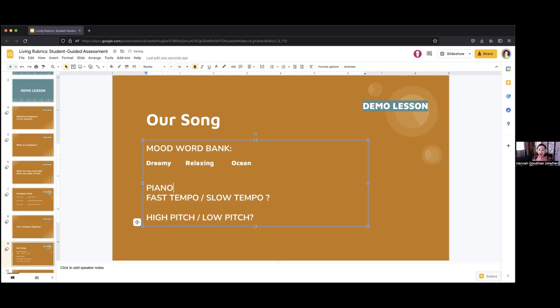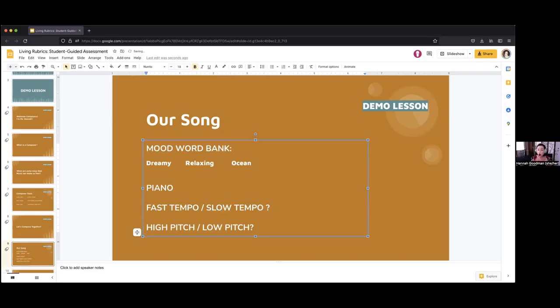How about fast tempo or slow tempo? I'm seeing a lot of slow tempo. I'm going to go with that as well. Thank you for using both the chat and showing me with your physical movements. High pitch or low pitch? Low. I'm seeing some low. I'm seeing a little bit of a mix. I'm seeing medium to low. We're getting specific on these. Let's focus a little more towards low pitch for that dreamy and relaxing feeling.